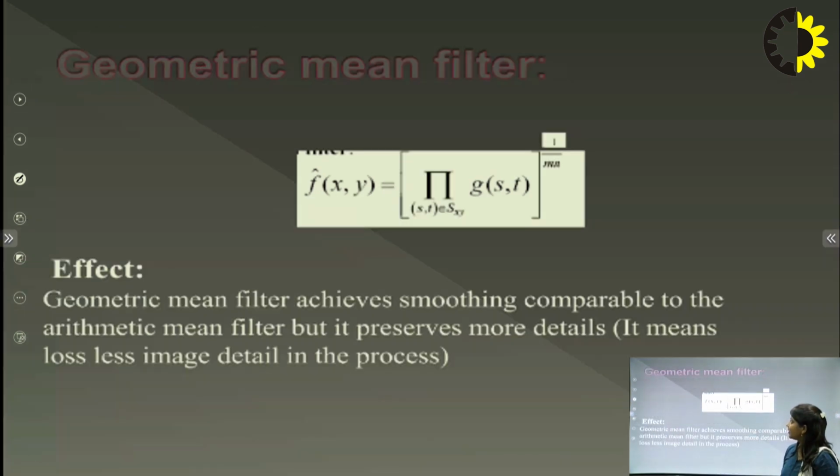Next is the geometric mean filter. Here we take the product: we multiply all the pixels of the degraded image and raise the result to the power of 1 by mn. This filter achieves smoothing comparable to the arithmetic mean filter, but it preserves more detail. It also preserves the detail, meaning more clarity, so a more detailed image will be achieved.